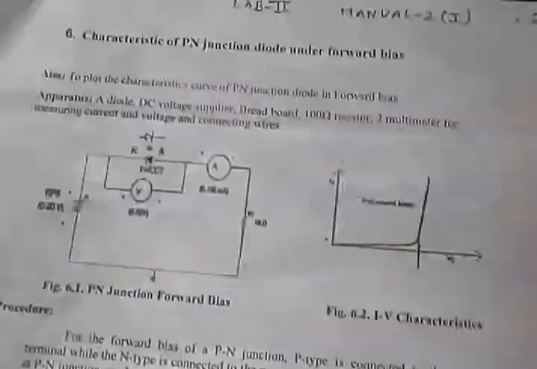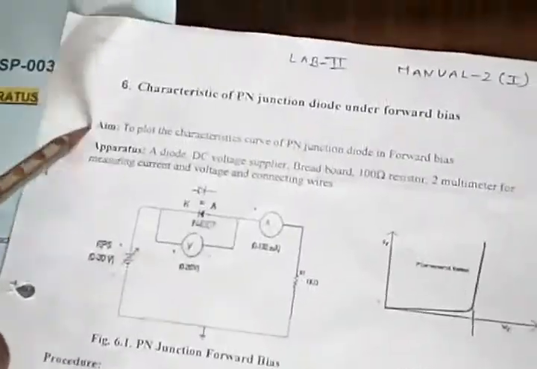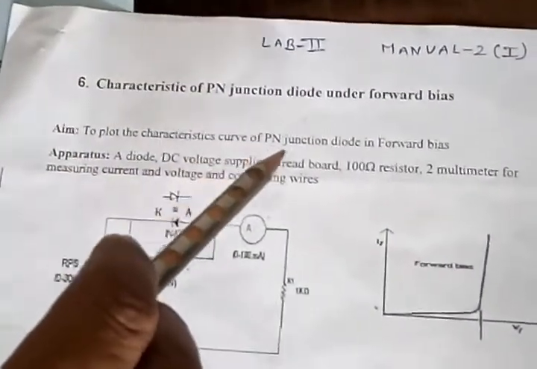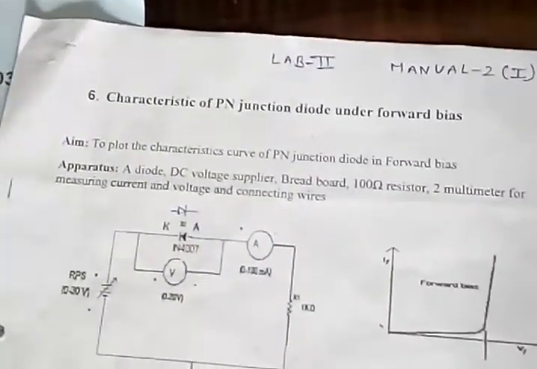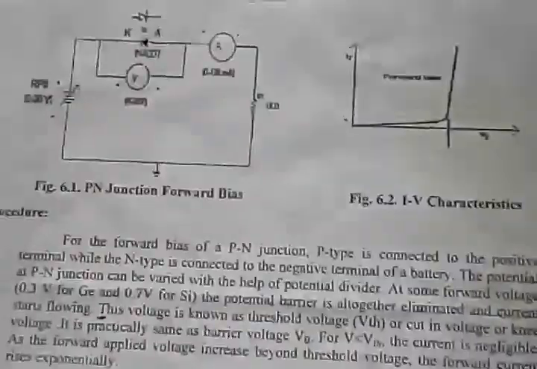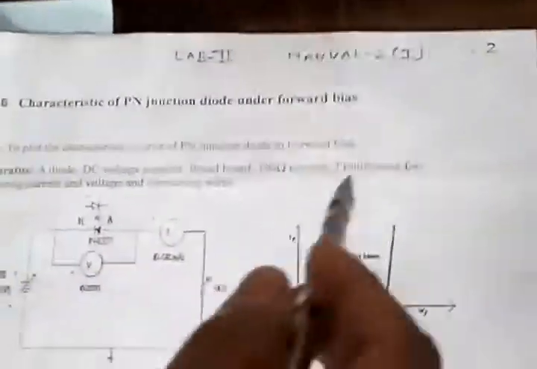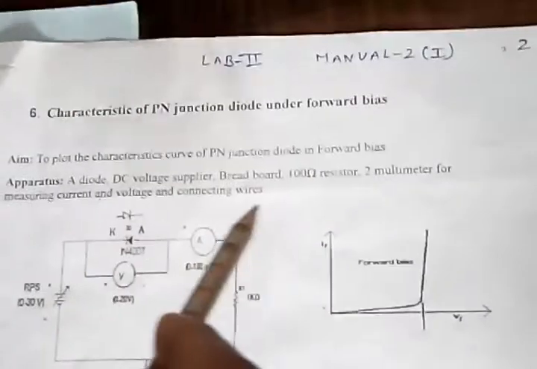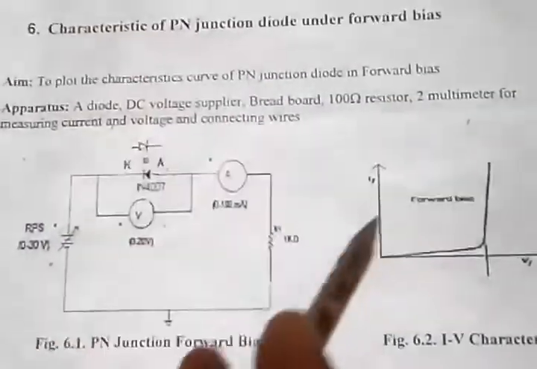Our experiment starts with the very first thing, the aim. The aim is to plot the characteristic curve of a p-n junction diode under the forward biasing condition. What apparatus will be used? As per your manual, we have the diode, DC voltage supply, resistance, a multimeter for measuring current, a voltmeter and connecting wires.